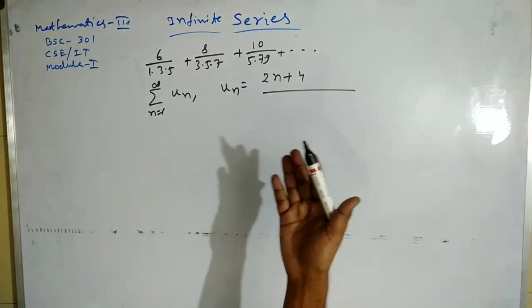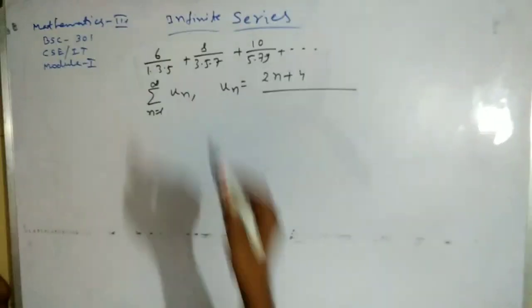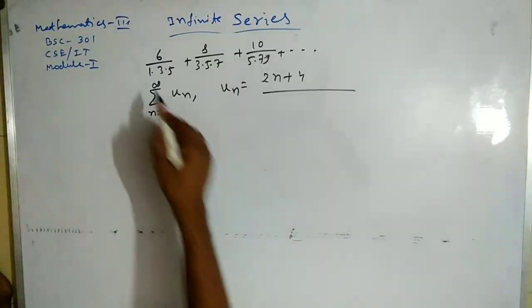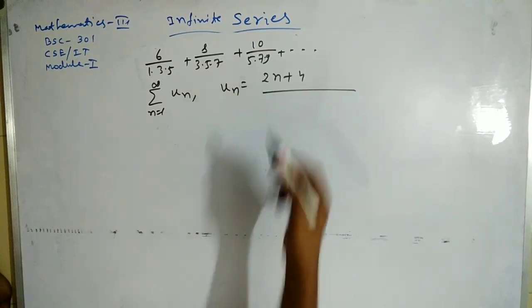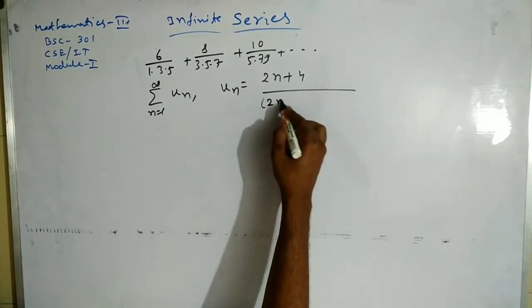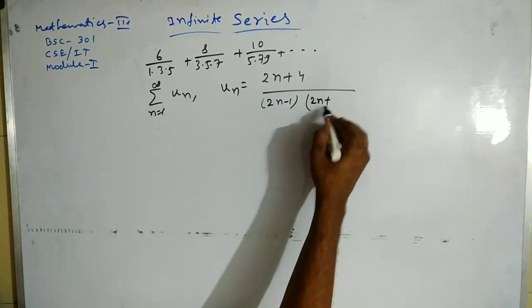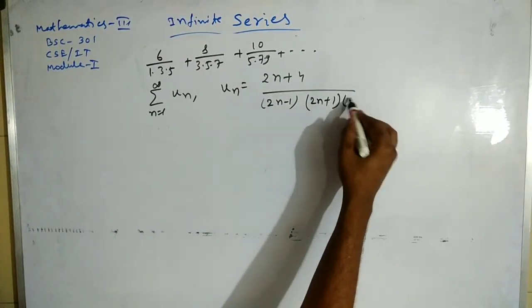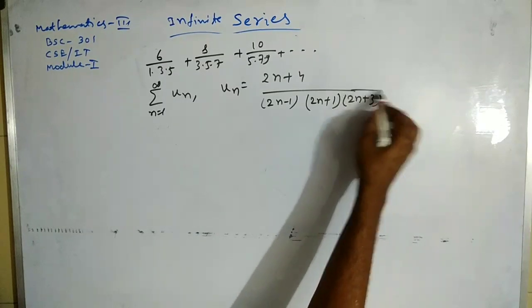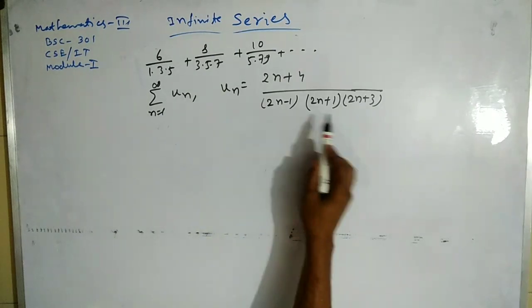These numbers are the general, the nth term of this series will be 2n plus 4, and in the denominator 1, 3, 5, the first numbers of these products in this series. The nth term will be 2n minus 1, and then 2 has increased, that is 2n minus 1 plus 2, that will be 2n plus 1, then 2n plus 3. So the nth term of the sequence is 2n plus 4 by 2n minus 1 into 2n plus 1 into 2n plus 3.